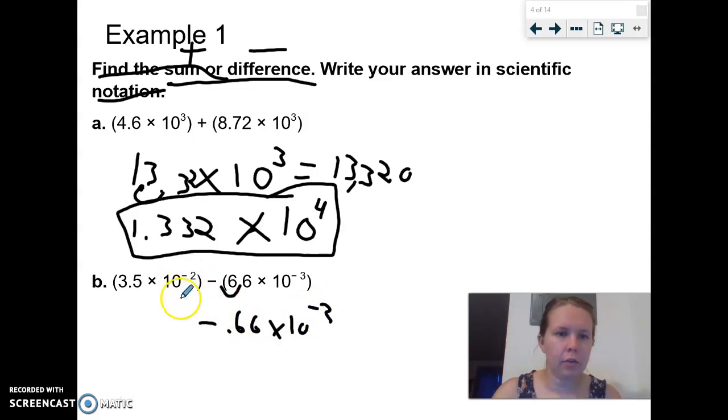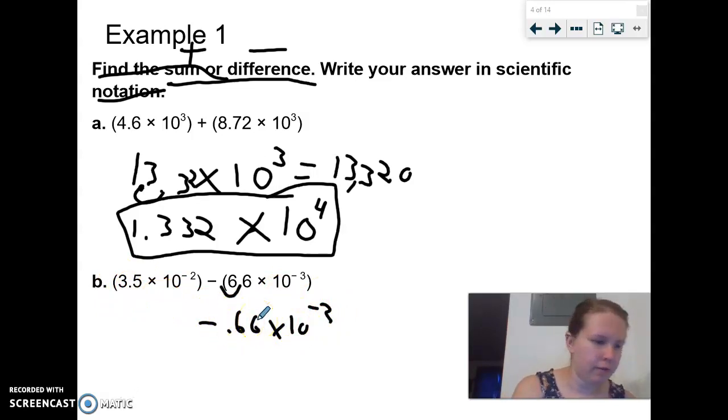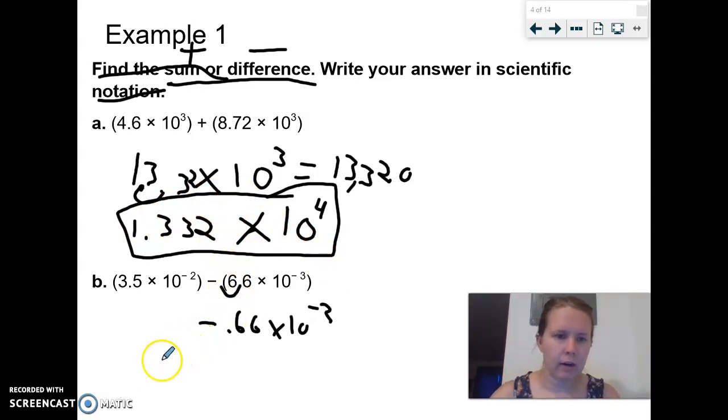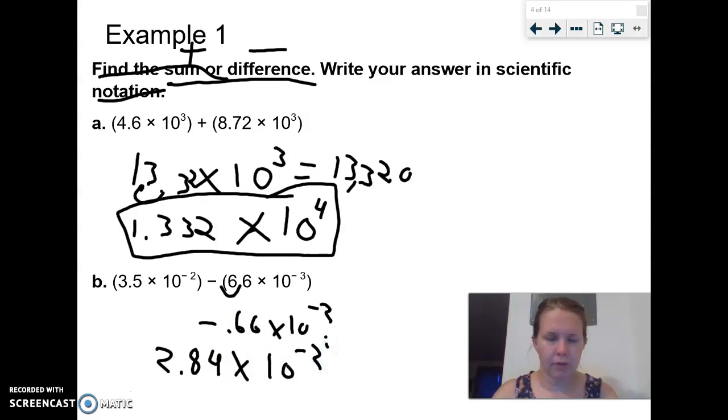All right, so now that they're both in the same form here, what I can do is I'm just going to subtract my integers. So I'm going to take that 3.5 and subtract the 0.66. So it looks to be that I get an answer of 2.84. And hey, that's already in your scientific notation form, because I need it between 1 and 10. So we don't have to do like last time where we had to do that extra step at the end. We're good now. And so then I'm just going to multiply it by 10 to the negative 2. And that is my final solution.